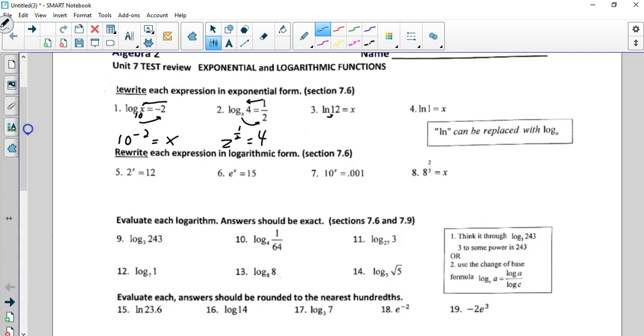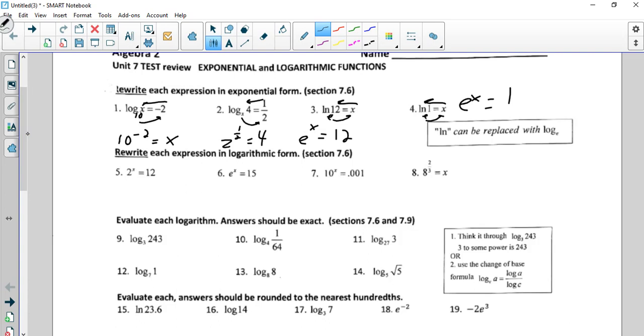On ln, remember the base is e. So we fill in the e just like we filled in the 10 for log, and then we just go e to the x equals 12. Number 4, we put a little e there. e to the x equals 1.